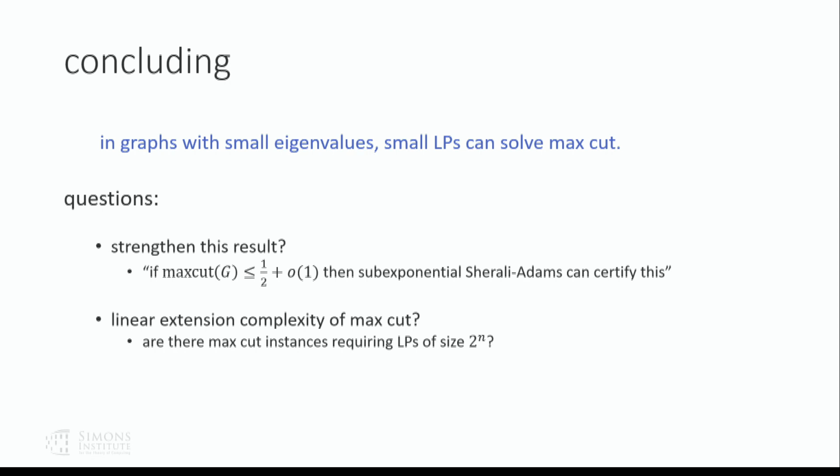Another question is, what is the linear extension complexity of maximum cut? Are there graphs that certify that you really need LPs of exponential size in order to match the performance of an SDP?